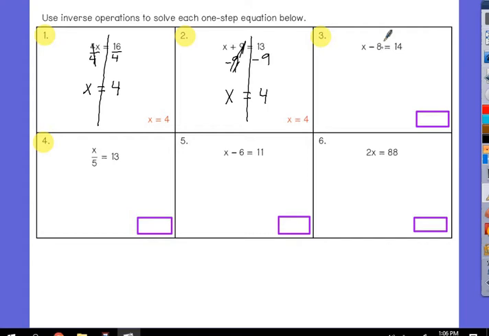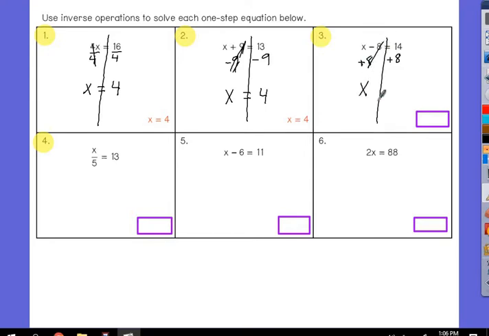Okay, number 3. Draw my 2 houses. X got some kids, but these kids got a negative attitude. You see their negative attitude? No wonder they're getting kicked out. So how am I kicking out the negative 8? I'm adding 8. Maybe then they'll have a better attitude.